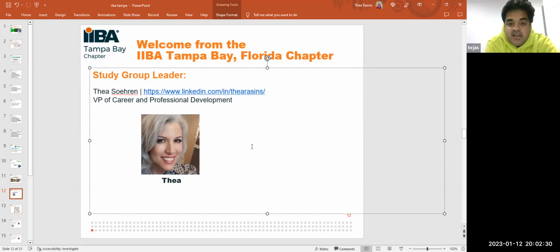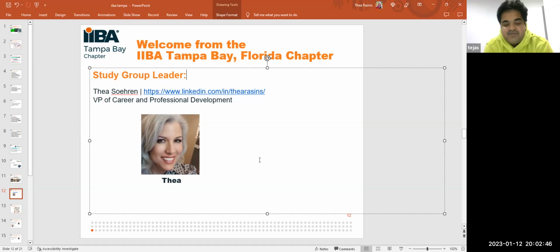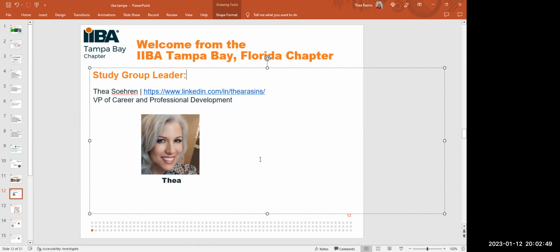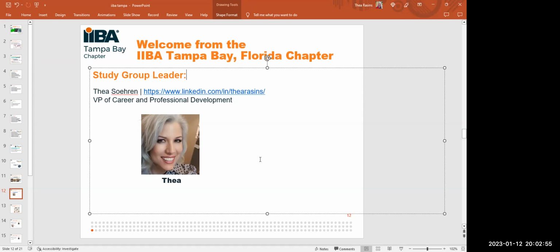Quick question. Can you be a board member if you're already a board member of another chapter? Can you be a board member in both chapters? They will not let you be a board member in multiple chapters. You could do it in big companies, right? Like you could serve on the board for three different boards, but not within the IIBA.